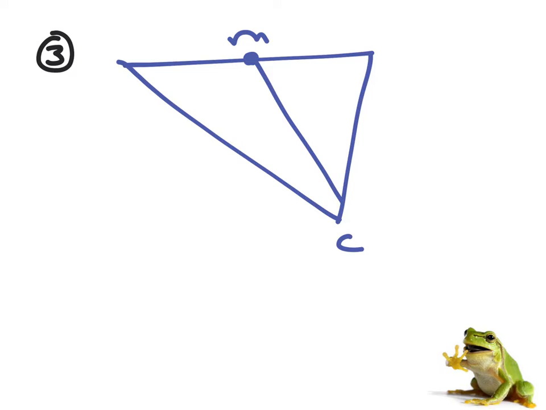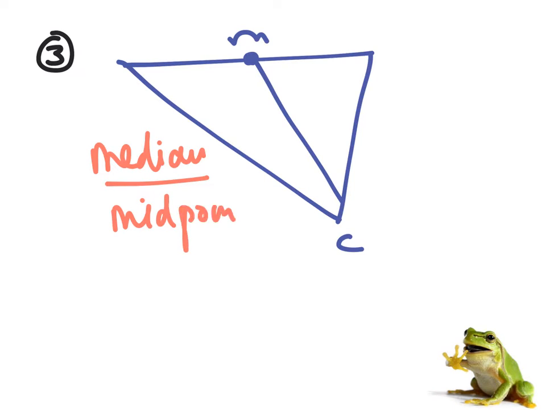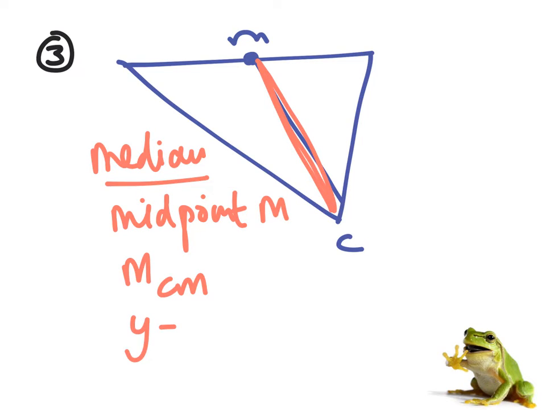The third question is a bit of a monster like last week. Find the equation of the median. Well, we know the processes for finding a median. First thing we need to find is the midpoint, so find the midpoint M. Then work out the gradient of CM, this line here. Once you've got that, plug that gradient and your point C into your y minus b equals m(x minus a) formula.